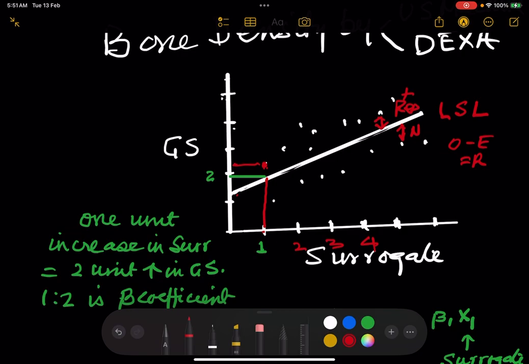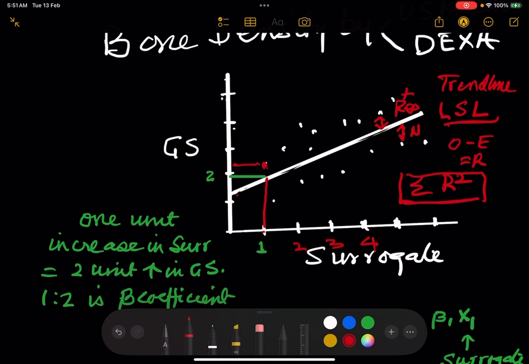So to take off the sign, you square the residual and then you sum the residuals, and you want the sum to be as small as possible. If the sum of the residuals is less, that means the least square line is closest to these dots. This is also called the trend line, and this is the prediction. This is what you use to convert surrogate readings into gold standard readings.